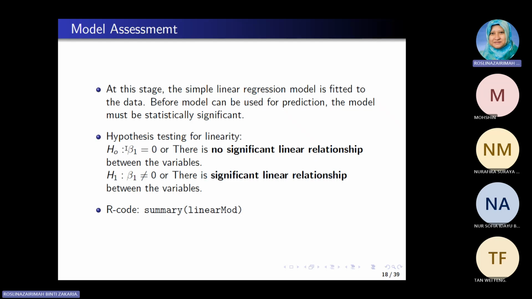So for linear regression, we need to test on the slope because the slope is the factor that forms the equation, isn't it? Beta naught is just the intercept, the y-intercept. But beta 1 equal to 0 means your data is flat, horizontal. If it is not 0, it can be, let's say, 45 degrees or a negative relationship. That is why we need to do the hypothesis testing for linearity. So we need to do the model assessment.